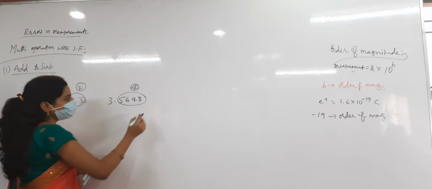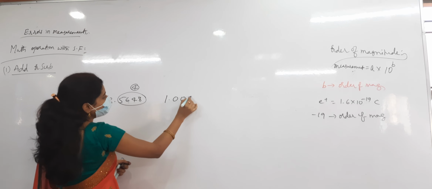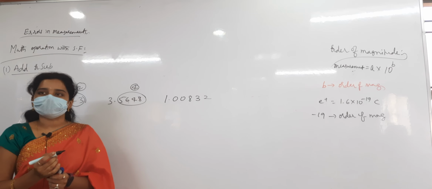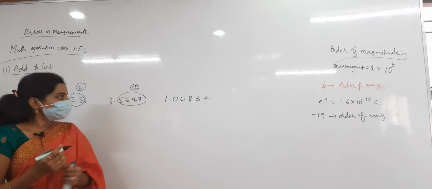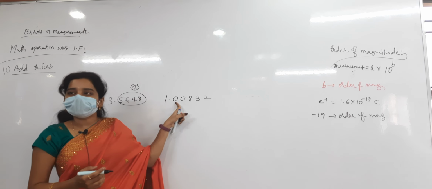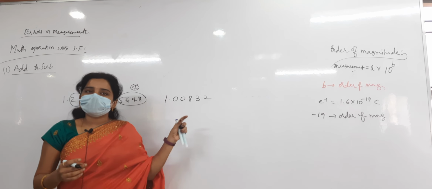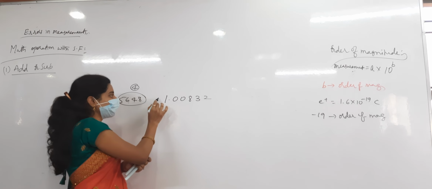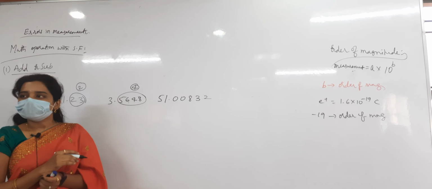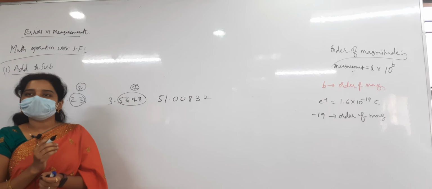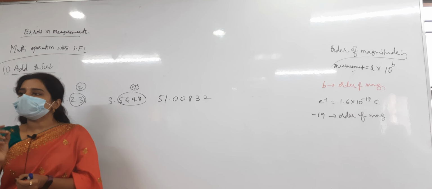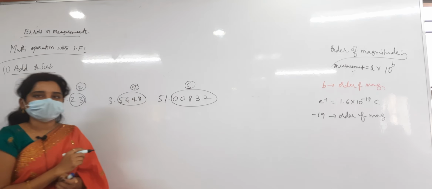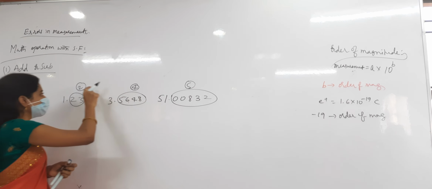If I take one more number, for example 1.00832, how many are there? 5 significant figures. Why 3? 6, ma'am? After the decimal point, I am saying. If you take all the significant figures, you will get the wrong answer. I may also have 51 point this one. So how many are there again? 5 significant figures only. You should consider only after the decimal point. So here 5, here 4, and here 2.